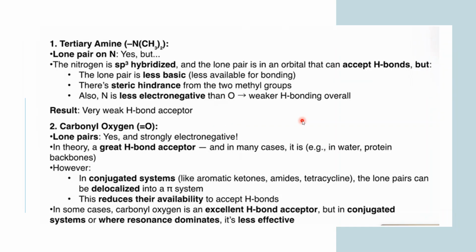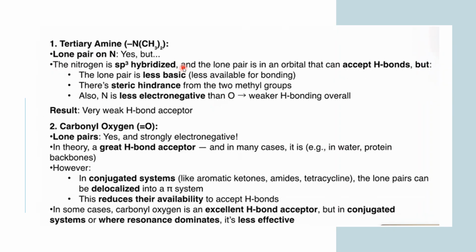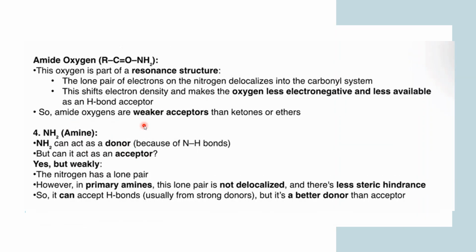So till now we have seen that they are weak acceptors, but they are acceptors, right? So tertiary amine is very weak. Then we talk about this amide oxygen, and the third one, which is a very strong acceptor, is carbonyl oxygen. And when we are talking about this amine, it can act as a donor because of the NH bonds. It can act as an acceptor but very weak because the nitrogen has a lone pair.